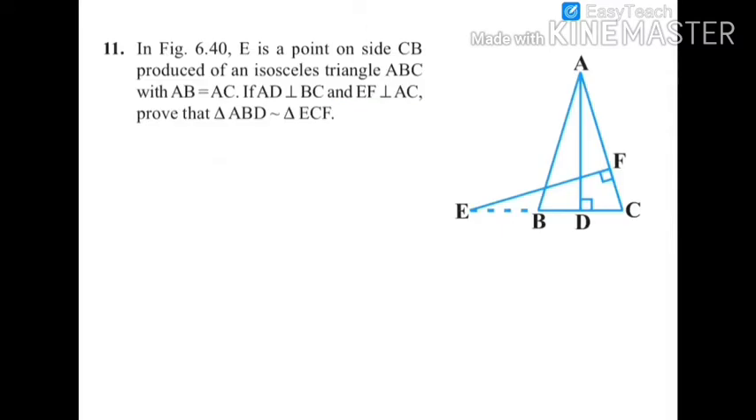Question number 11. E is a point on side CB produced of an isosceles triangle ABC with AB equal to AC. If AD is perpendicular to BC and EF is perpendicular to AC, prove that triangle ABD and triangle ECF are similar. Since these triangles are overlapping, let's separate them.